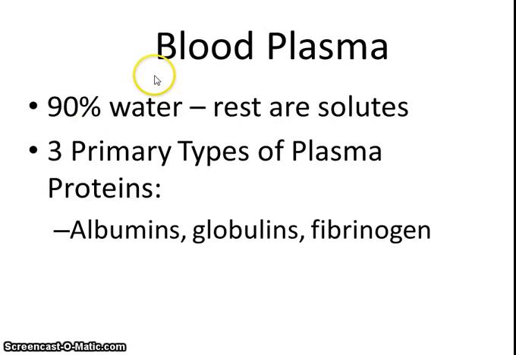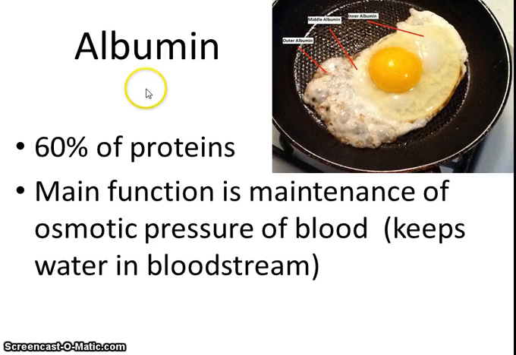So the first thing we look at is plasma, mostly water, and then solutes. And those solutes, as we saw on the last page, mostly proteins. So we're going to look at the different proteins that are dissolved floating around in our blood. The first protein is albumin. That's the same protein that makes up most of an egg white. And this is 60% of the proteins in our blood.